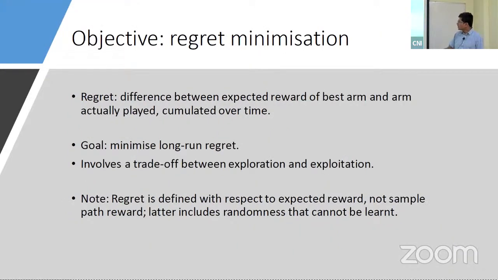Your regret is the difference between not your actual reward, but the expected reward of the best arm and the expected reward of the arm actually played. So not the actual reward. And this you add up over time, and that's your regret after a given time. The goal is to minimize your regret in the long run.